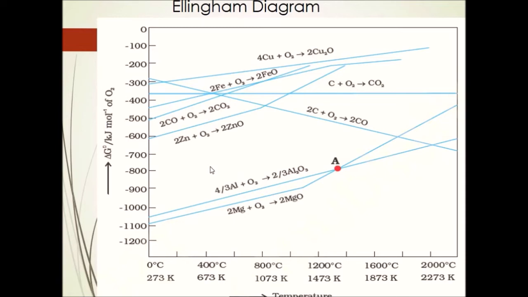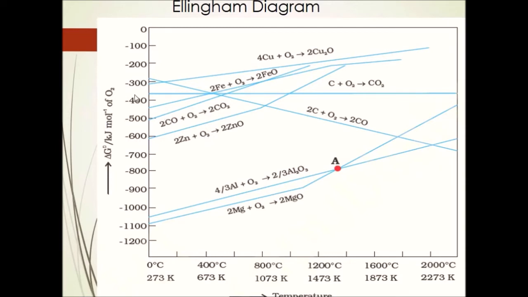And next is the plot of carbon dioxide, that is the formation of carbon dioxide from carbon. The formation of carbon dioxide using carbon is a straight line which is exactly parallel to the temperature axis. This clearly indicates that delta G naught does not vary with temperature in the formation of carbon dioxide. That is, the spontaneity of the formation of carbon dioxide does not depend on temperature.